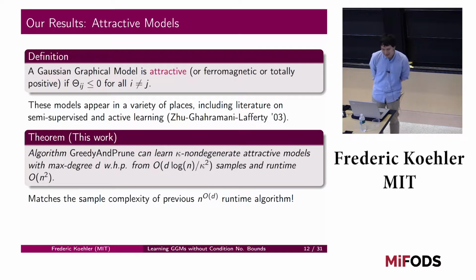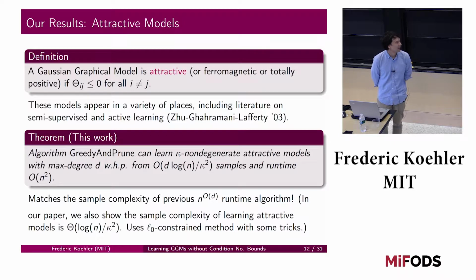Okay, so anyway, if you have that assumption, then we can prove that there's a simple algorithm which is based on a greedy idea, kind of like some of the works on Ising models. It learns from d log n over kappa squared samples with runtime that's like n squared. And so this matches the guarantee that we previously only had for the n to the d time algorithm.